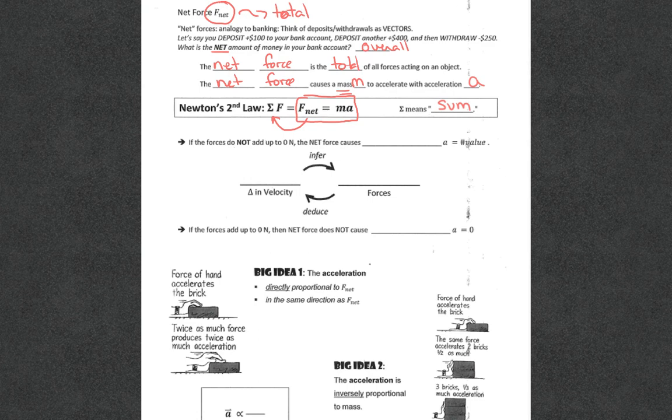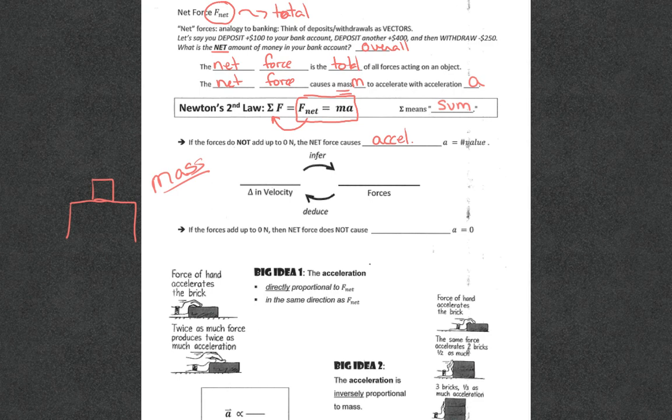So let's keep going. There are two conditions that might happen when it comes to analyzing a given mass. Say you've got a mass sitting on a surface, a table, even the floor. One possibility is that the forces do not add up to zero. The net force causes an acceleration because they are not adding up to zero. The a has some value.